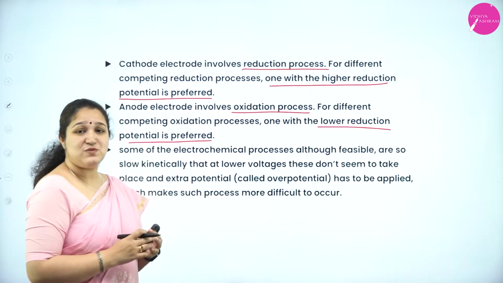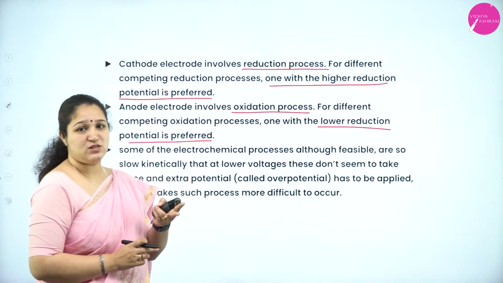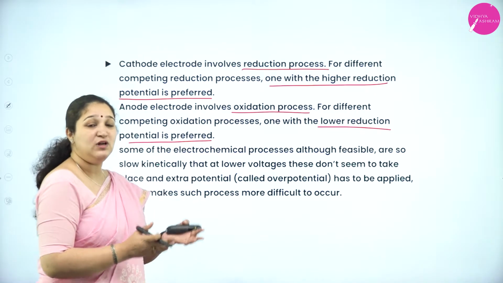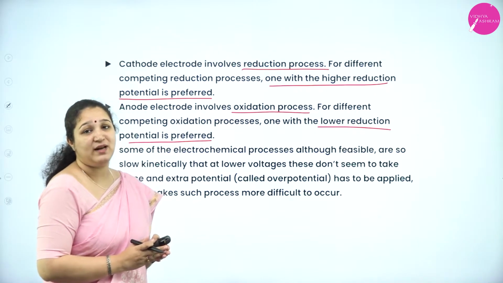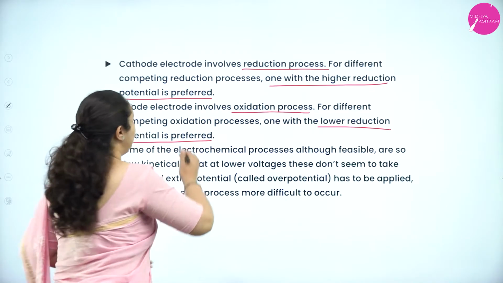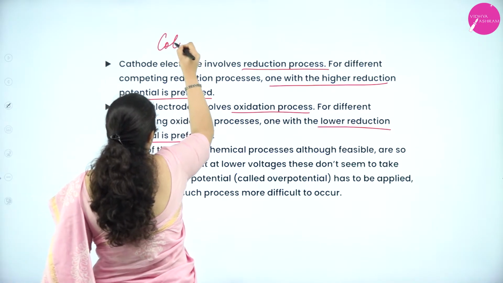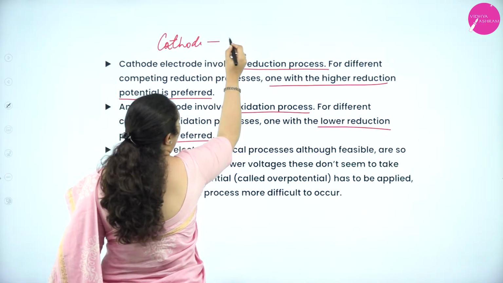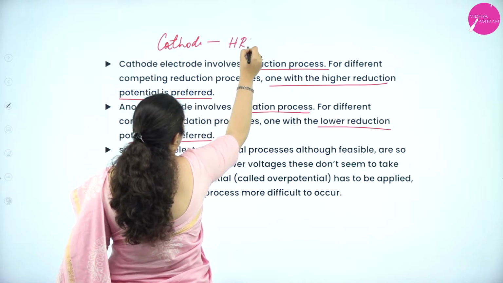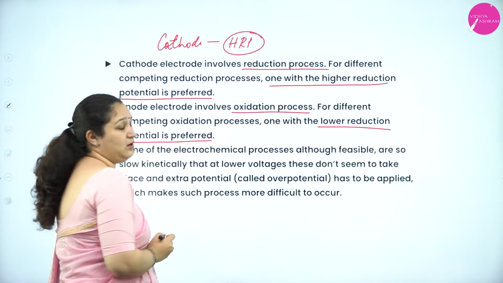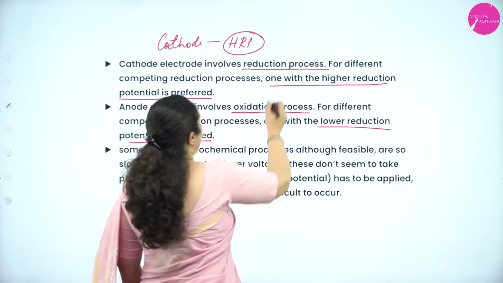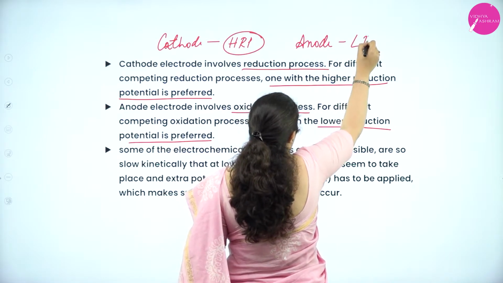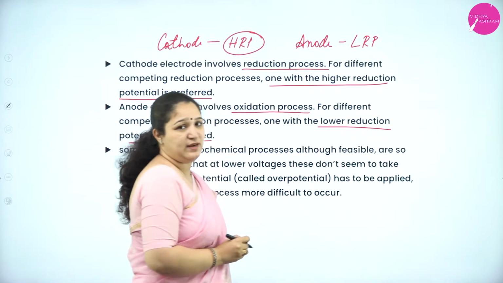Okay, this is when there are competing ions. There are two or more ions which is coming towards the cathode or anode. The one which is getting liberated at cathode is, just remember this way, at cathode we have high reduction potential processes happening, and at anode low reduction potential process will take place.